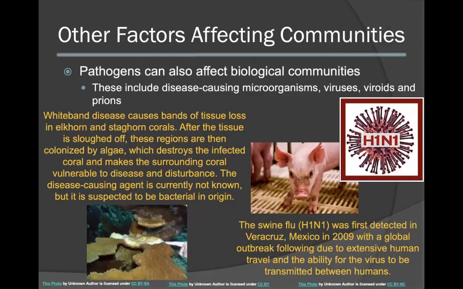In addition to species interactions and biogeographical features, there are many other factors that can affect communities. Pathogens are known to affect biological communities. Pathogens include disease-causing microbes, viruses, viroids, as well as prions. White band disease, for example, causes bands of tissue loss in corals. After the tissue is sloughed off, these regions are then colonized by algae.